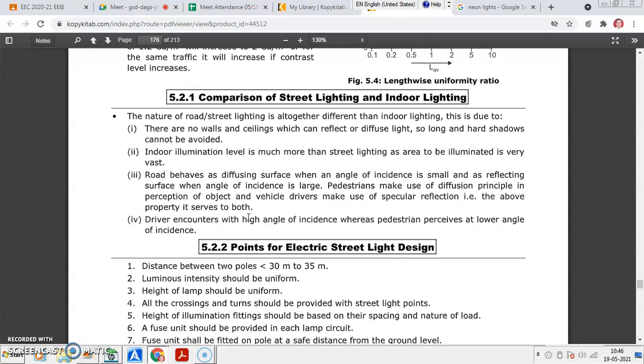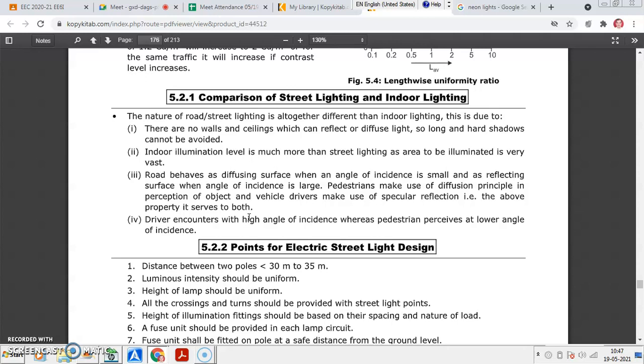A road behaves as a diffusing surface when the angle of incidence is small, and as a reflecting surface when the angle of incidence is large. So that depends upon the angle of inclination, either large or small. If it is small, then it is a diffusing surface. Pedestrians, especially on the footpath, make use of the diffusion principle in the description of objects, and vehicle drivers make use of specular reflection. The road surface serves both.